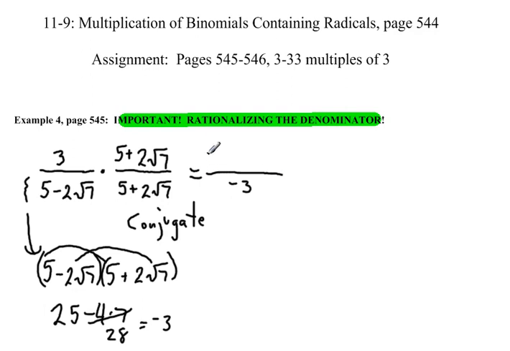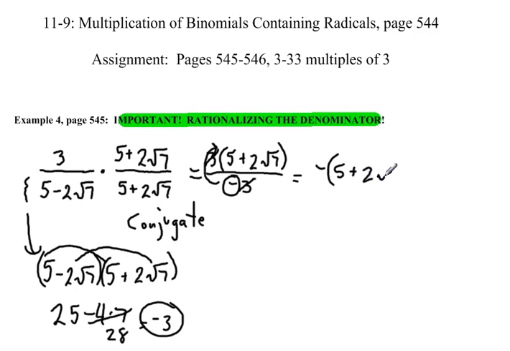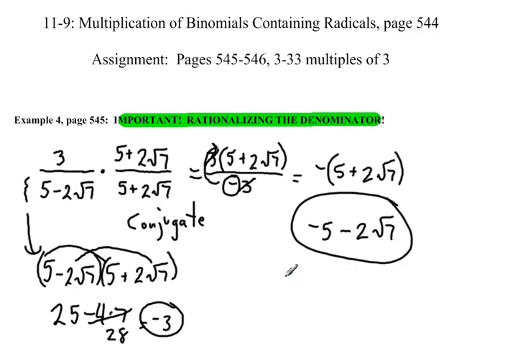On top, I'm going to have 3 times 5 plus 2 square root of 7. Now, the reason I didn't distribute that out is because I already discovered I had a 3 on the bottom. And that is going to cancel. When you have a negative sign in a denominator, you can't stop. You have to make that go up to the top. You're essentially multiplying the top and bottom by negative 1. That makes it negative 5 plus 2 square root of 7. And simplified even better is negative 5 minus 2 square root of 7 as your answer.